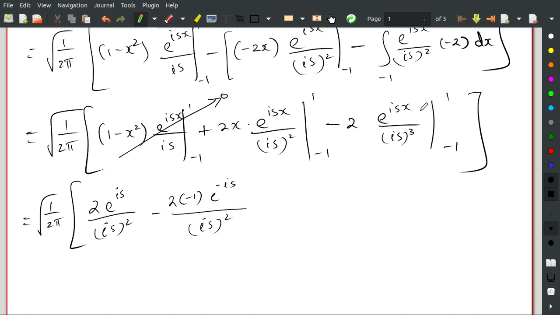Next we move on to this one. If we substitute the upper limit, we have minus 2 e power is divided by is the whole cube. And minus the lower limit, minus of this minus becomes plus, and if we substitute the lower limit, we have 2 times e power minus is divided by is the whole cube.